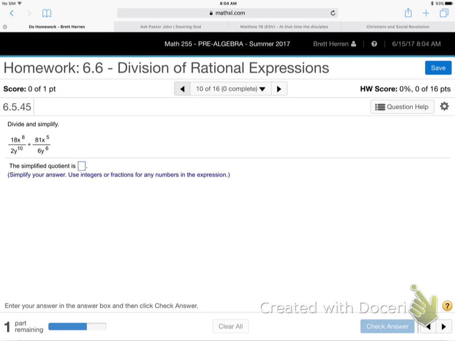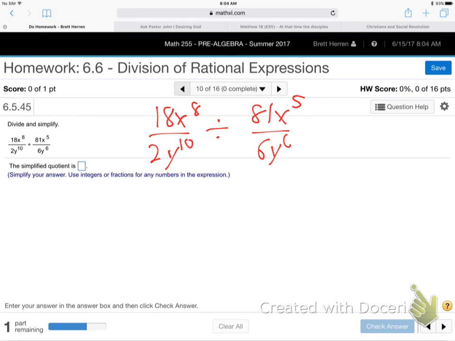Okay, so number 10. 18x to the 8th over 2y to the 10th divided by 81x to the 5th over 6y to the 6th. Okay, so what do we do with that divide? Change to times and flip the one on the right.